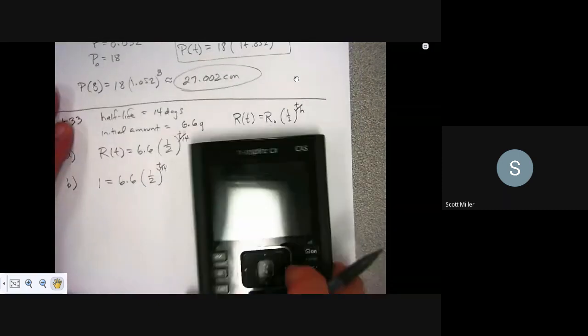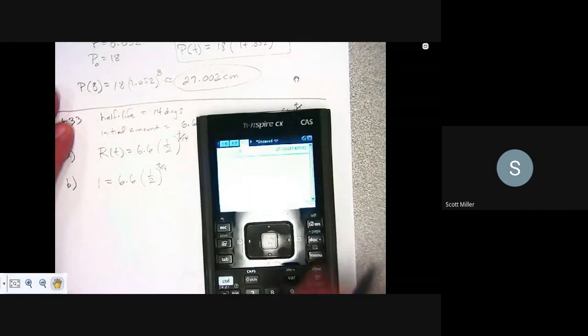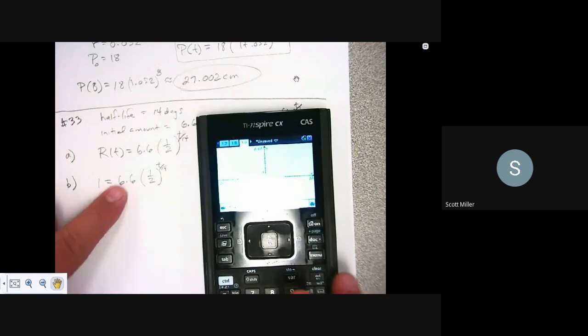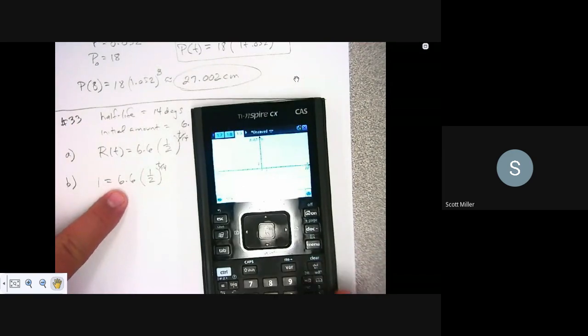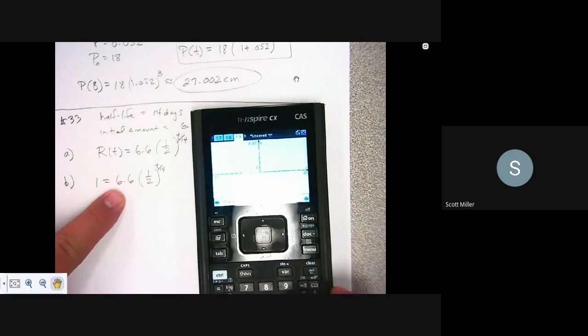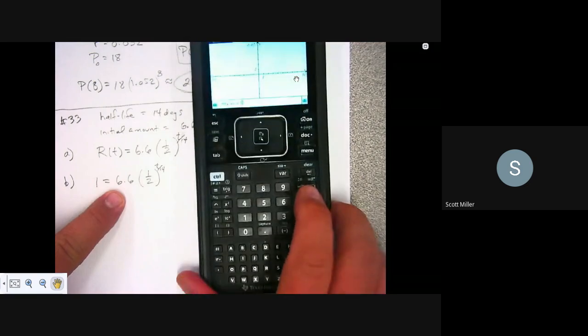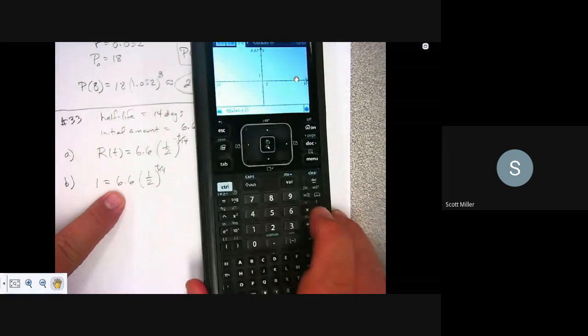So again, we can come up here, open up a graphing window, and graph this thing, typing it in exactly as you see it. So it'll be 6.6 times parentheses, fraction. You got glare, you can't see anything. That's hard to read. Sorry.